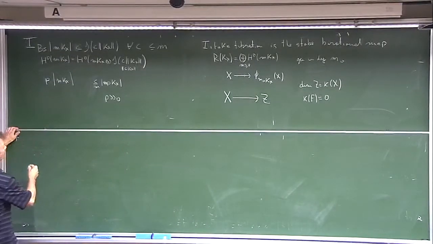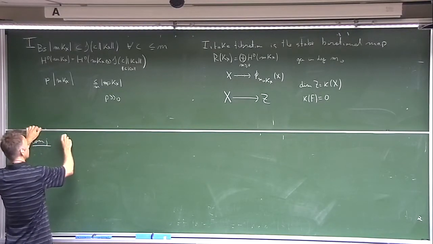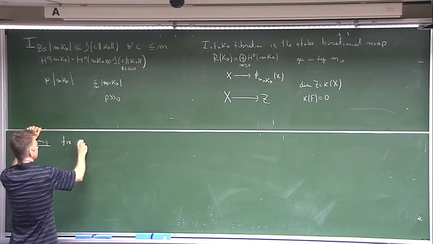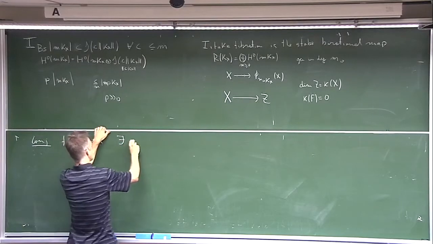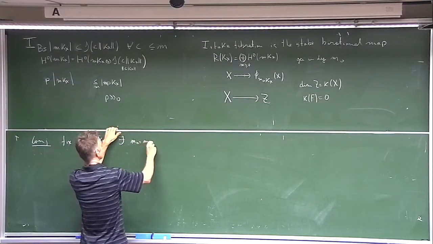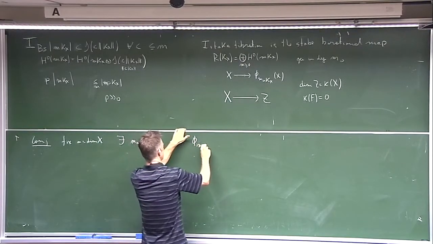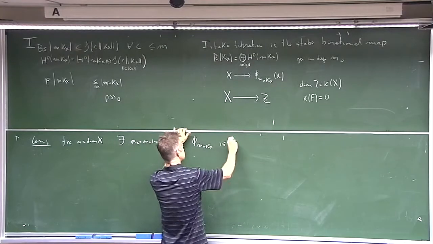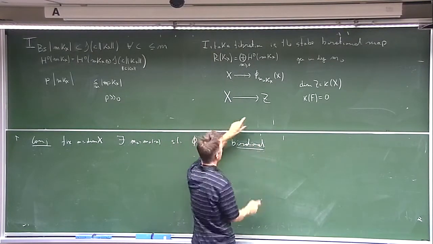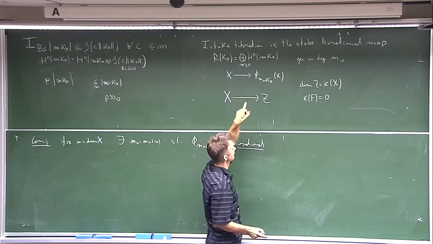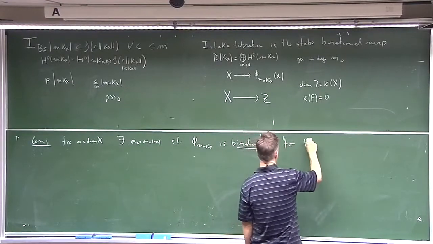So, conjecture: fix n equals dimension of x, there exists some m0, which depends only on n, such that phi m0 kx is birational. I stress birational, so I'm not claiming that the canonical ring is generated in that degree, birational to the eta kappa vibration.